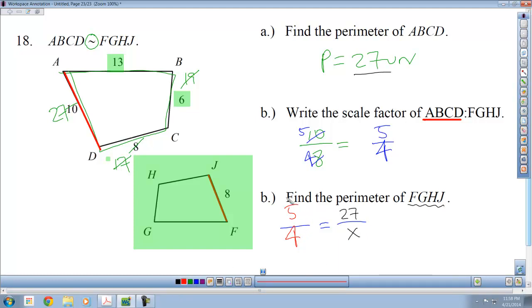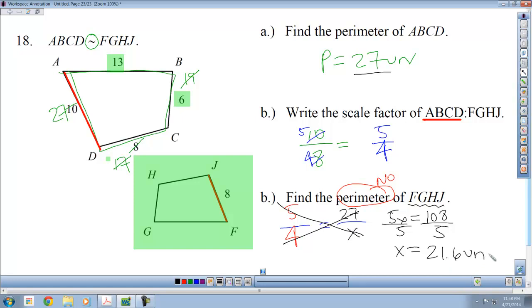One quick question, should I square or cube anything? Well, we are working with perimeter, so do you square or cube? No. So our proportion is ready and we can just work it out. So 5 times x is 5x equals 4 times 27. Let's type that in on our calculator. 4 times 27 comes out to be 108. We'll divide both sides by 5 and what we get will be our answer. So 108 divided by 5 on our calculator comes out to be 21.6 units.